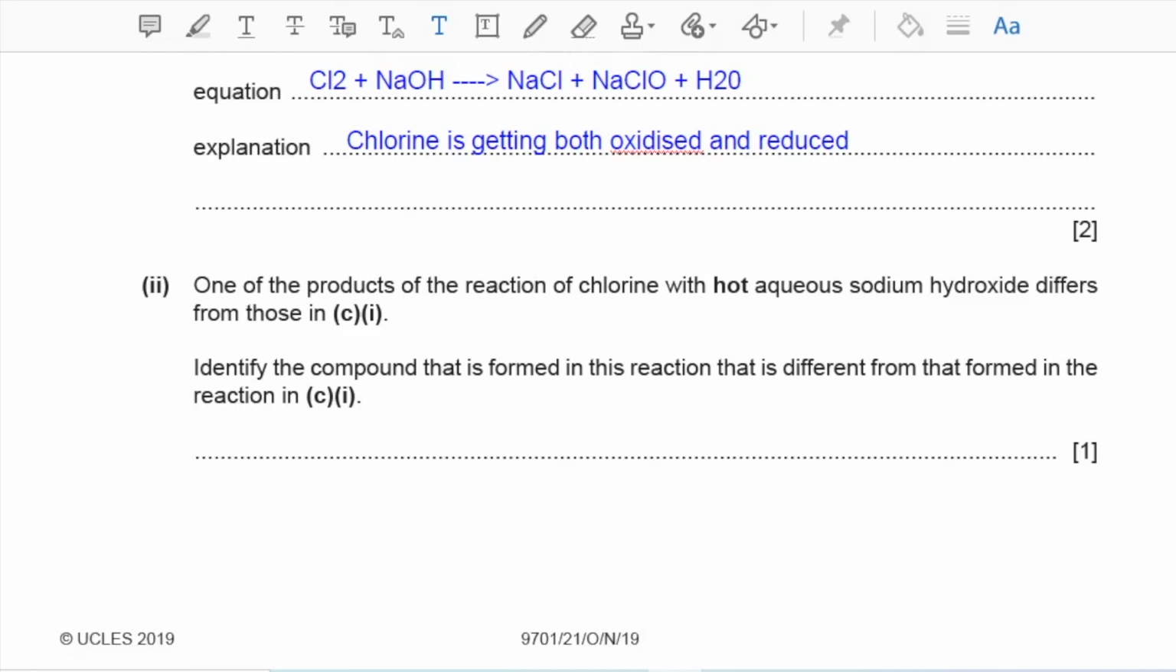Part 2, one of the products of the reaction of chlorine with hot aqueous sodium hydroxide differs from those in C part 1. Identify the compound that is formed in this reaction that is different from that formed in the reaction in C part 1. So that would be NaClO3.